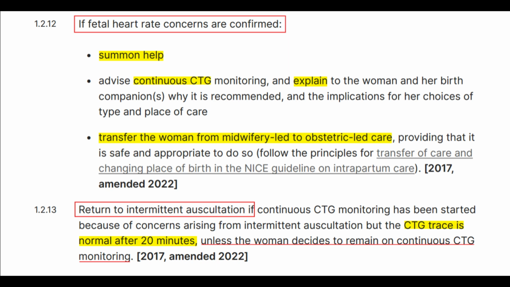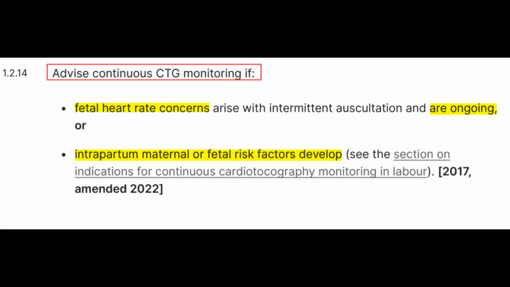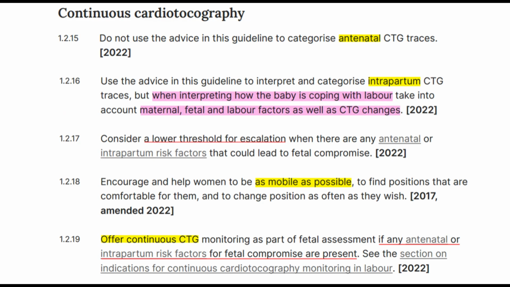Return to intermittent auscultation if continuous CTG monitoring has been started because of concerns arising from intermittent auscultation, but the CTG trace is normal after 20 minutes, unless the woman decides to remain on continuous CTG monitoring. Advise continuous CTG monitoring if fetal heart rate concerns arise with intermittent auscultation and are ongoing, or intrapartum maternal or fetal risk factors develop. Continuous cardiotocography.